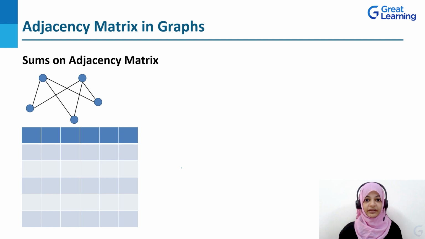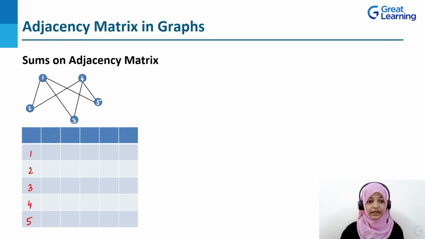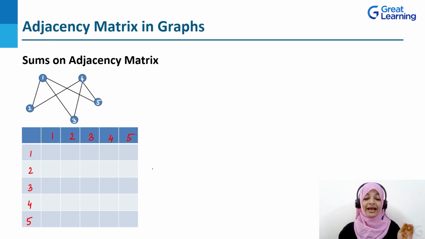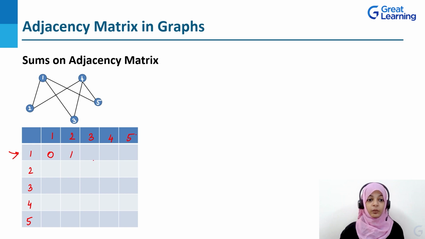Consider this particular example given here. So here, we'll be taking this example wherein we have vertices 1, 2, 3, 4 and 5, and similarly, we will take vertices 1, 2, 3, 4 and 5 above also. Now, what do we have to do here? Similar to the example we've seen previously, even here, we need to find out whether an edge exists or does not between two given vertices. So, what are we going to do first? First, we're going to check for vertex 1. Vertex 1 does not have any edge with itself. Vertex 1 has an edge with 2. Vertex 1 has an edge with 3. Vertex 1 has no edges with 4. And vertex 1 has an edge with 5.